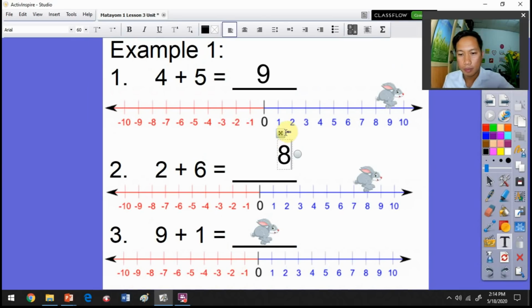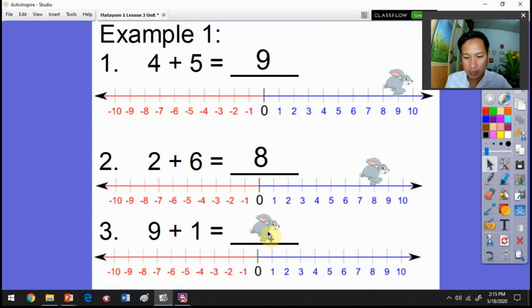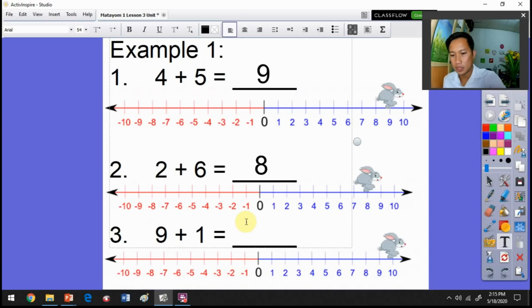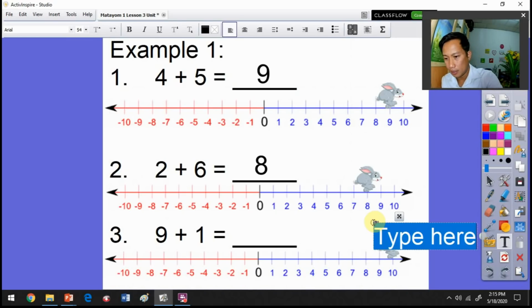So since all of them are positive numbers, we move to one side. And let's look at our last example here. We have 9 plus 1. So we move 9 times from 0, and then we move 1 time. And we have 10.